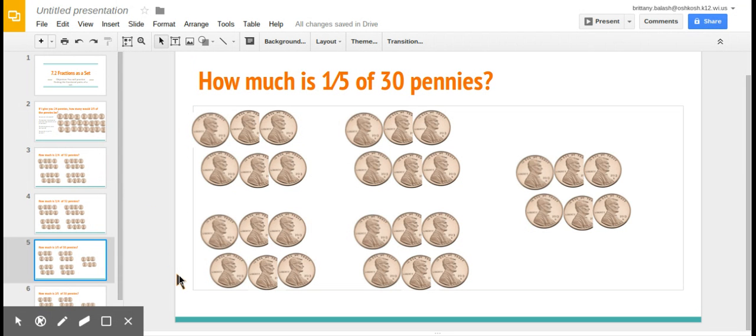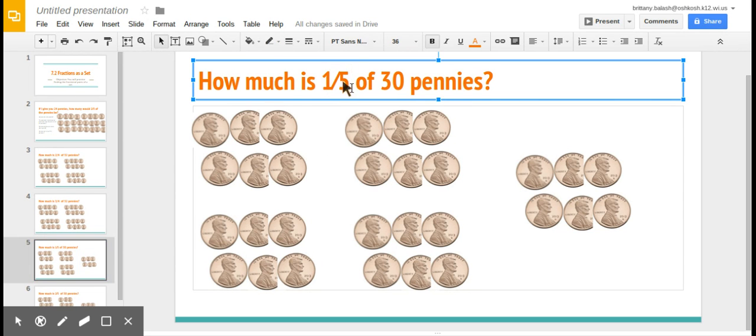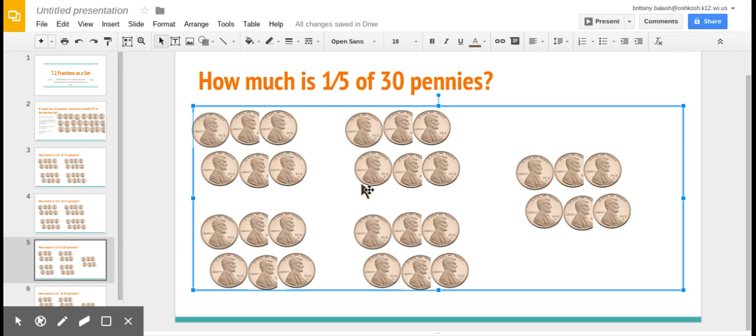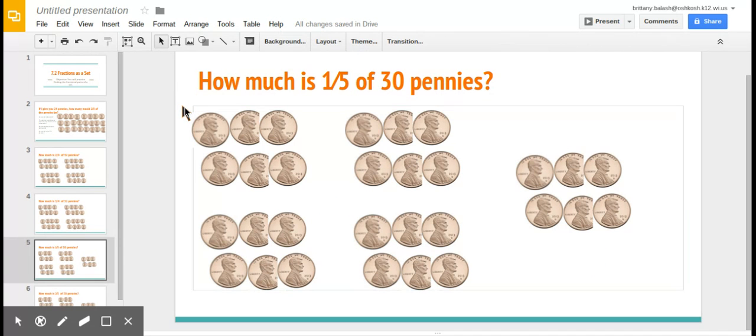All right, my next one. How about 1/5 of 30 pennies? So I took my 30 pennies, divided them up into 5 groups. Okay, the reason that I know how many groups I need is always by the denominator of our fraction, that 5. Okay, that 5 tells me that I need to divide them up into 5 groups. All right, so I took my pennies, I divided them up into 5 equal groups. Okay, and now I need to know how much is 1/5 of 30 pennies. Well, 1, 2, 3, 4, 5, 6. So 6 is 1/5 of 30.